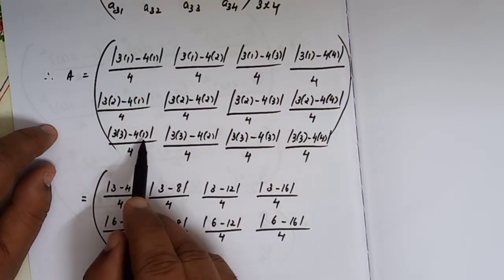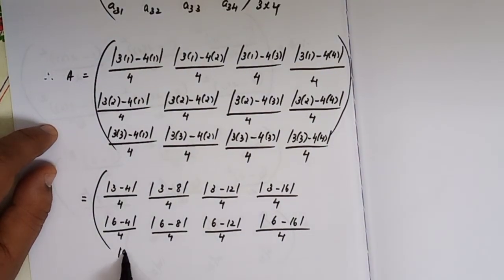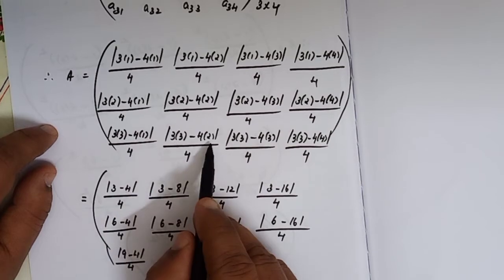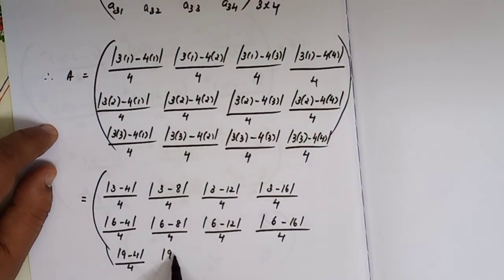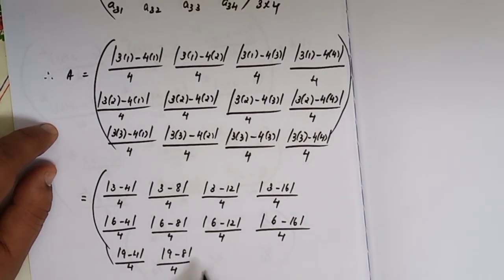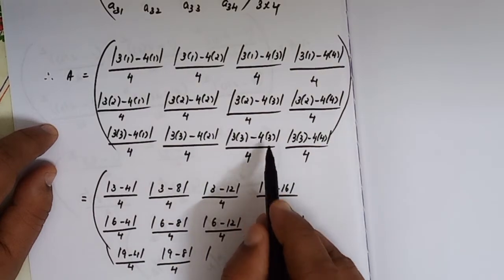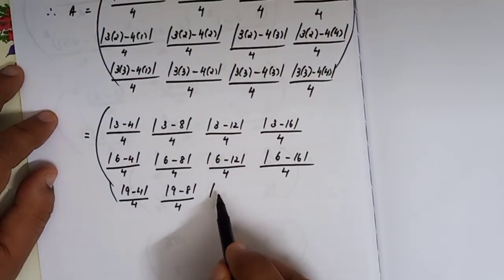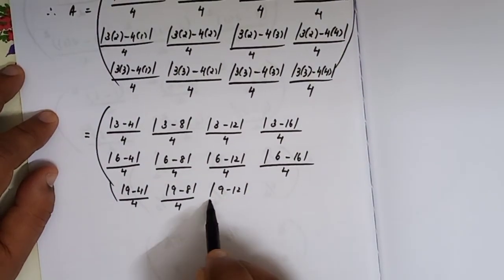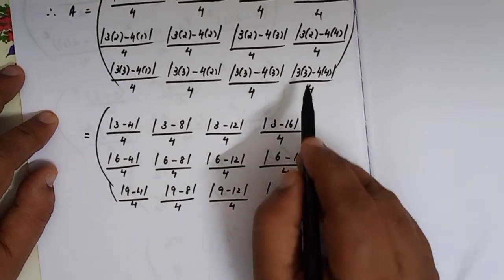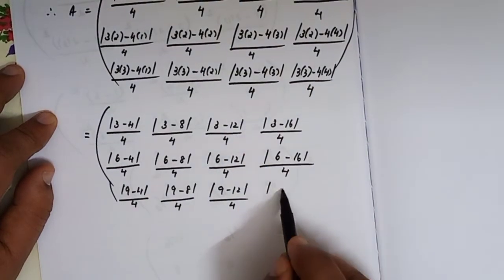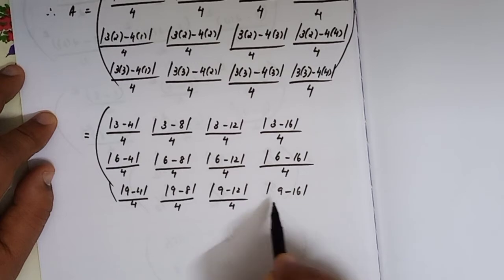And 3 threes are 9, 4 ones are 4: modulus of 9 minus 4 divided by 4. Next, modulus of 9 minus 8 whole divided by 4. Modulus of 9 minus 12 divided by 4. Finally modulus of 9 minus 16 divided by 4.